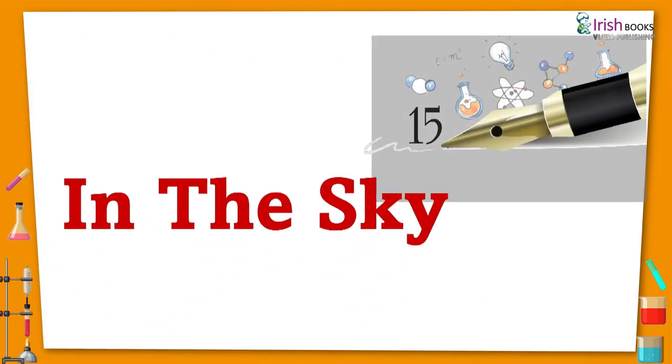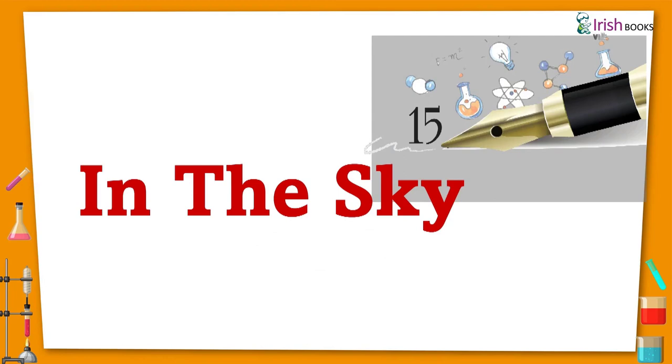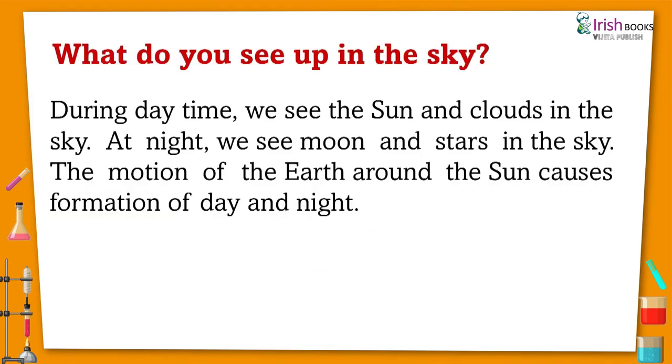Chapter 15. In the sky. What do you see up in the sky? During daytime, we see the sun and clouds in the sky. At night, we see moon and stars in the sky. The motion of the earth around the sun causes formation of day and night.